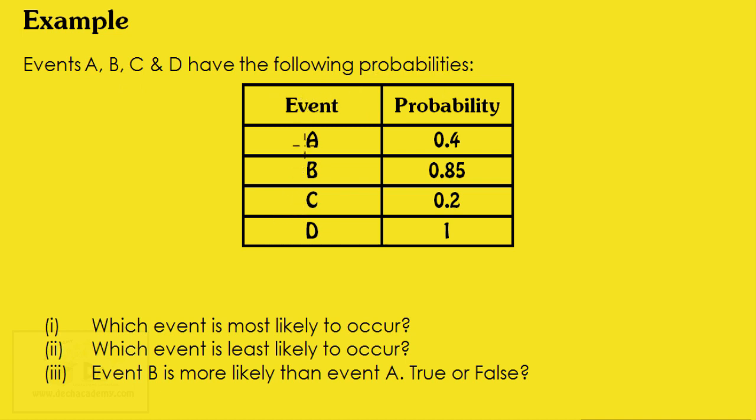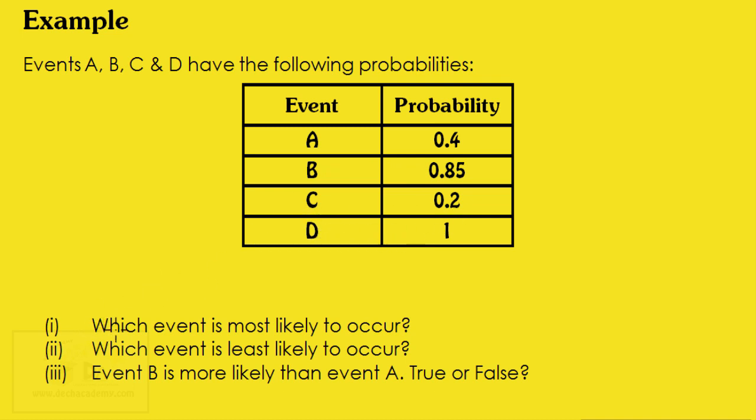As you can see, we have a table. The first column has the event. The second column has the probabilities of the events occurring. So the probability of event A occurring is 0.4. The probability of event B occurring is 0.85. The probability of event D occurring is 1.